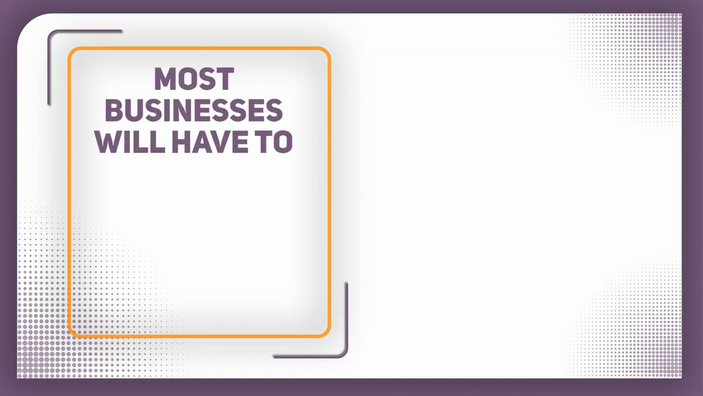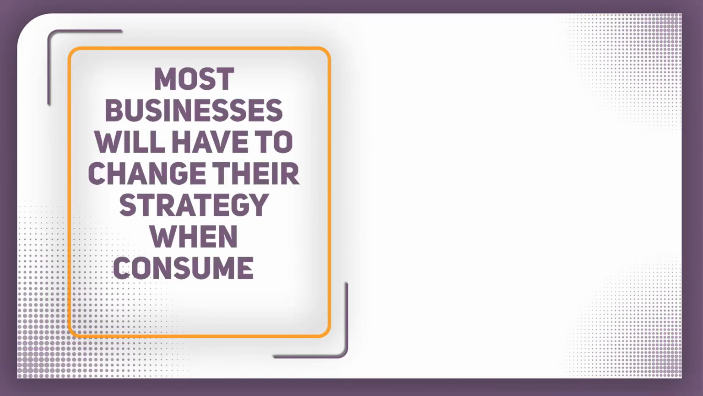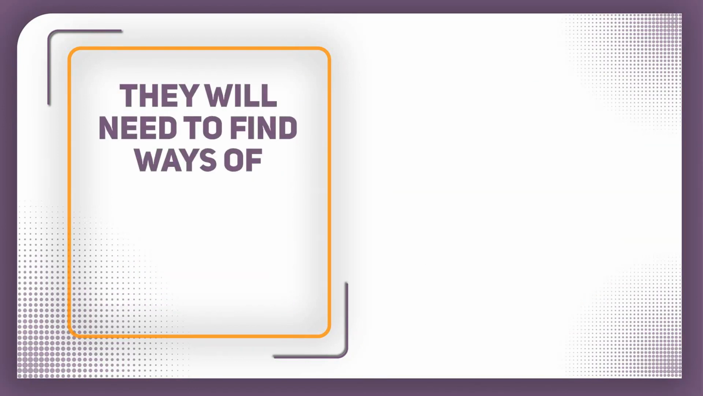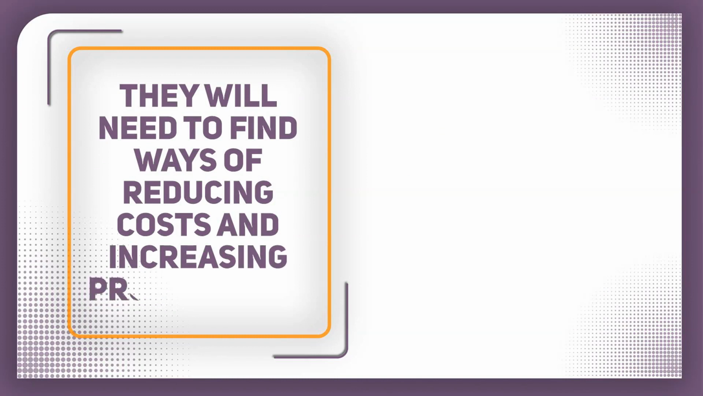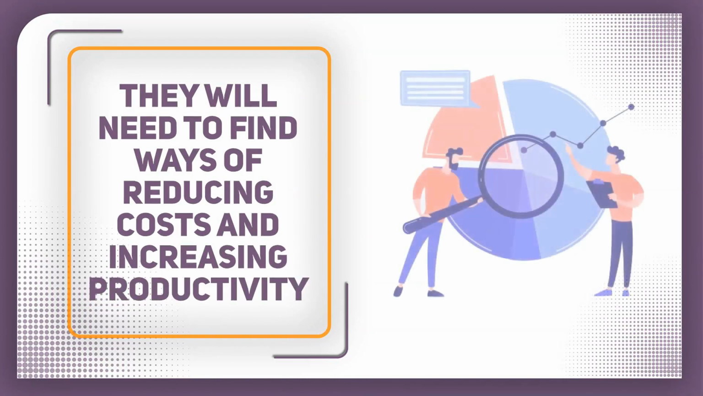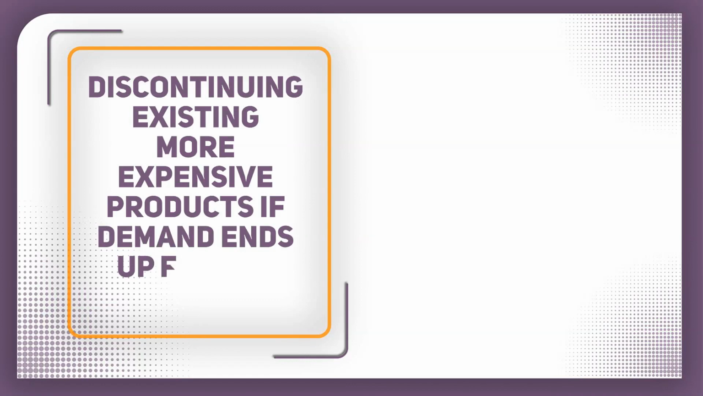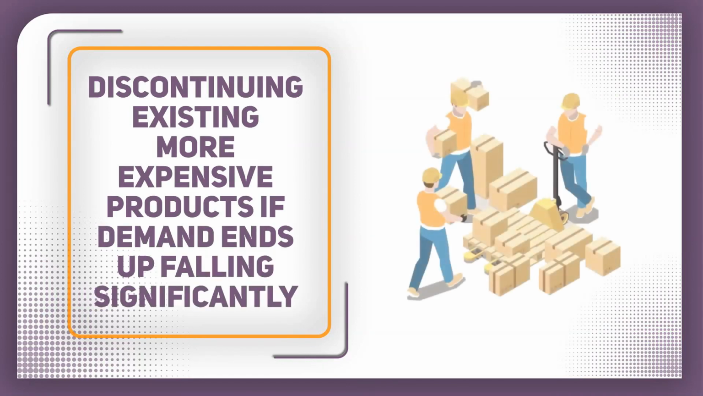Most businesses will have to change their strategy when consumer incomes fall, and this will have an impact on all areas of the business. On the production side, they will need to find ways of reducing costs and increasing productivity. They may also look at producing new, cheaper products to respond to the changes in demand, and may even find themselves discontinuing existing, more expensive products if demand ends up falling significantly.